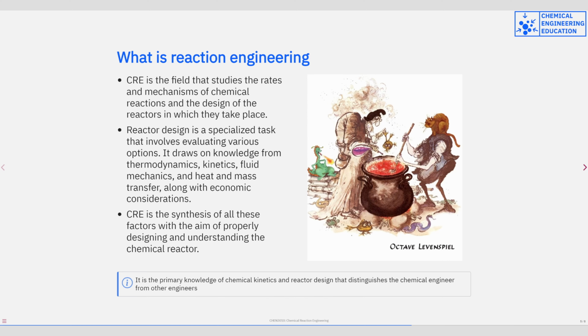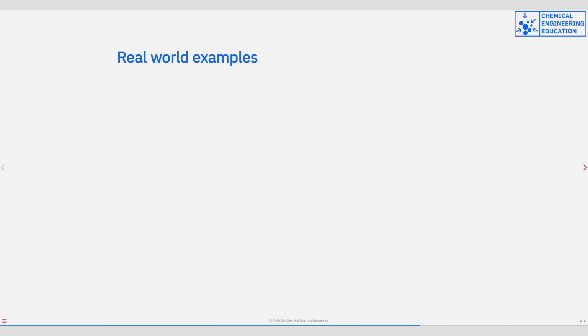And it is this specific knowledge in chemical kinetics and reactor design that really sets chemical engineers apart from the other engineers. It's our domain where we apply our specialized skills to make a significant impact in the field of chemical processing. Now let's look at some examples of industrial reactors.